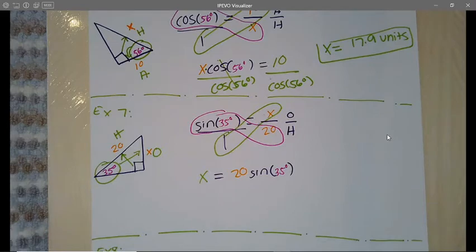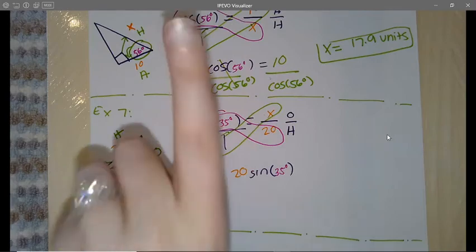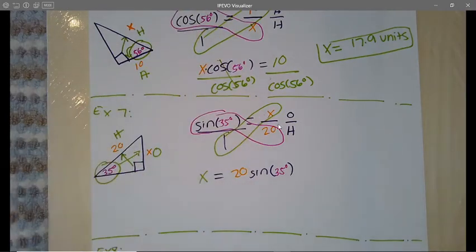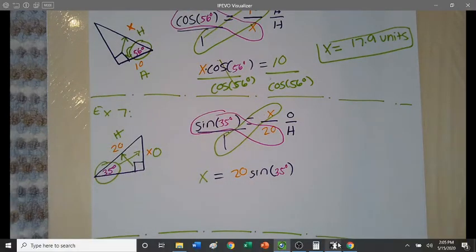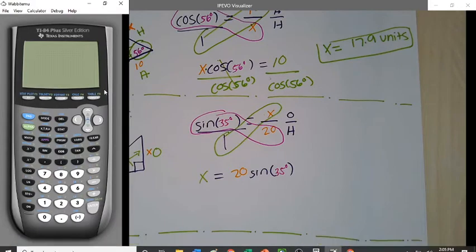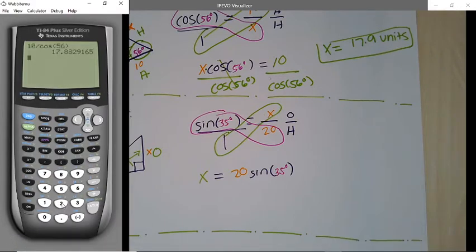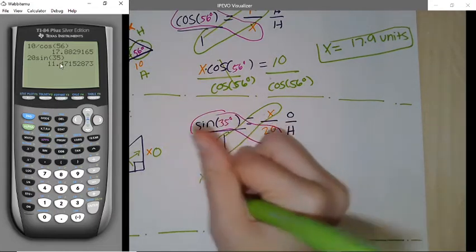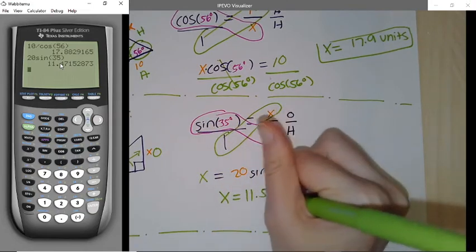So at this point, you just either need to type your answer into Desmos or your graphing calculator. And I must remind you, don't forget to always check that you're in degrees first if you either haven't used your calculator or been on Desmos.com lately. Alright, so I'm going to type in 20 sine of 35. Close that parenthesis and bam, it's going to be 11 point. If I round to the nearest tenth, that 7 is going to bump up the 4 to a 5. So I get x is equal to 11.5 units.